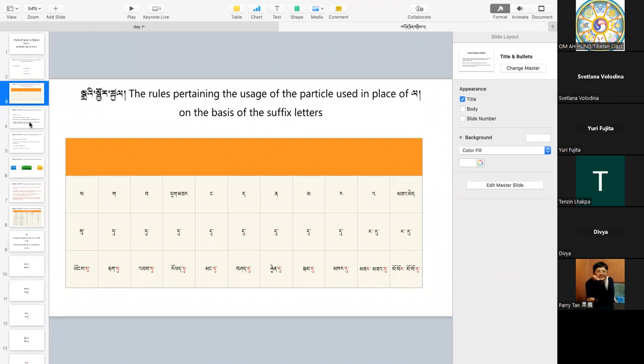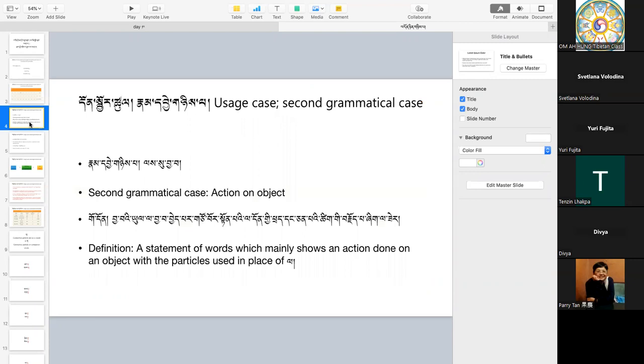Now the second rule is of the tunjur, which talks about the usage, following on the basis of usage rules. So different sentences require these, and in different sentences, these will be used differently. So the first usage, tunjursul, or tunjur, is namye nipa. Usage case, second grammatical case. So the second grammatical case is the first usage case of latin, or particle used in place of la.